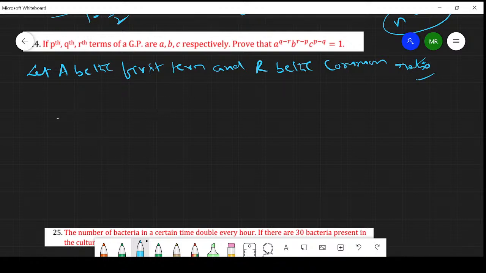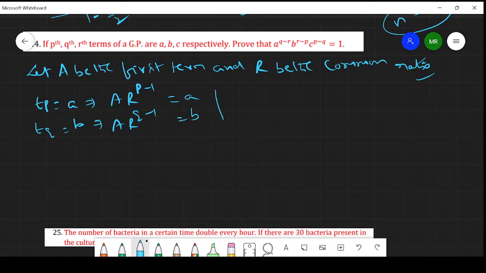Then the given pth term, Tp, is equal to a. The pth term I can write as A into R power p minus 1, equal to the given a. Again Tq is equal to b, so A into R power q minus 1 is equal to b. Next, the given Tr is equal to c, so A into R power r minus 1 is equal to c. These are the values given.